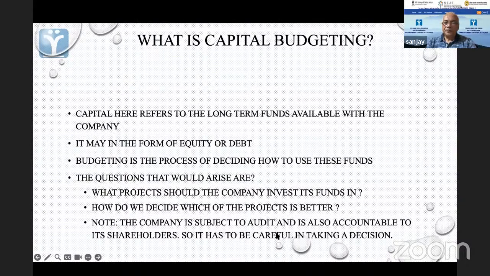The company is subject to audit and is also accountable to its shareholders. So it has to be careful in taking a decision. Why am I writing this? Because if the management feels that they can take irresponsible decisions, they have to realize that when the audit comes, and if they haven't acted properly, then whatever wrong actions they've taken will be brought to light by the auditors, and that is going to impact their reputation adversely. I'm talking about the ideal scenario. This is how it should be happening. The auditor has a duty to report anything that is not, let's say, above board, anything that is against the rules. So this is one point.